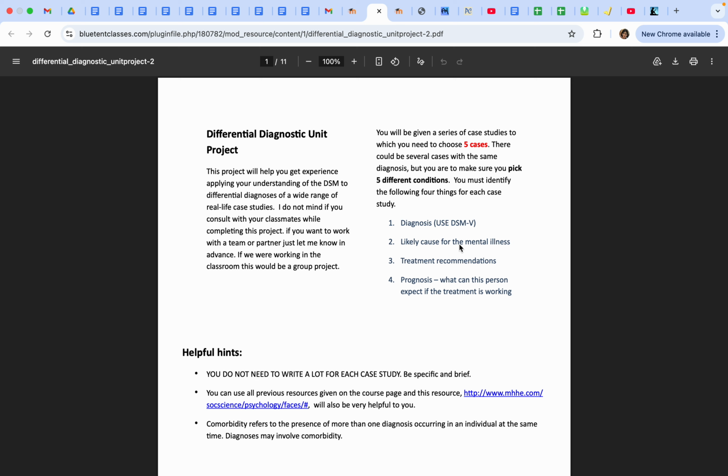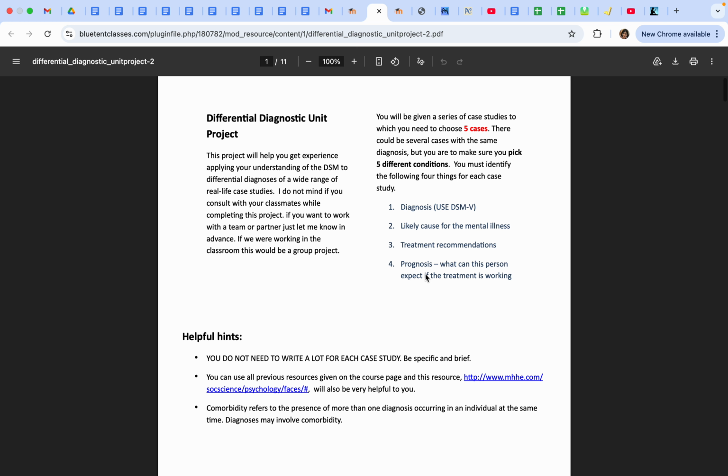You need a likely cause of the mental illness. This is singular here, but it technically could be plural. We don't necessarily have just one cause, but what could be the possible causes? If you were this person's doctor or therapist, what would you recommend for their treatment? Again, it's plural here because it might not be one. And prognosis is what the person can expect if the treatment is working.